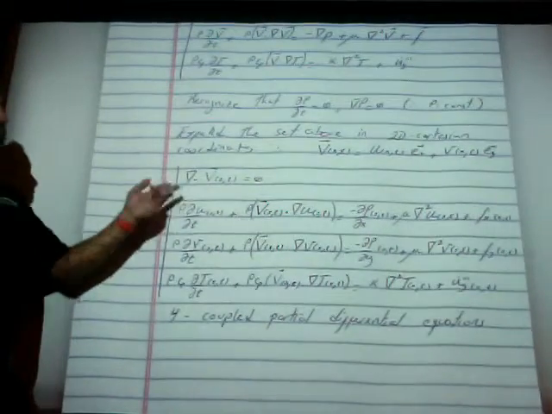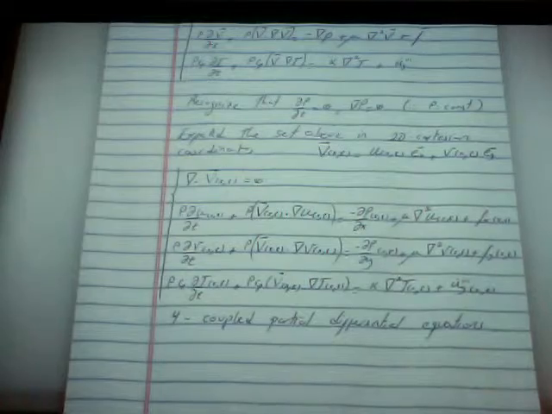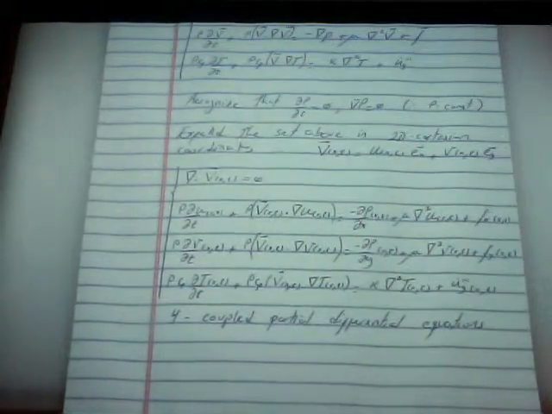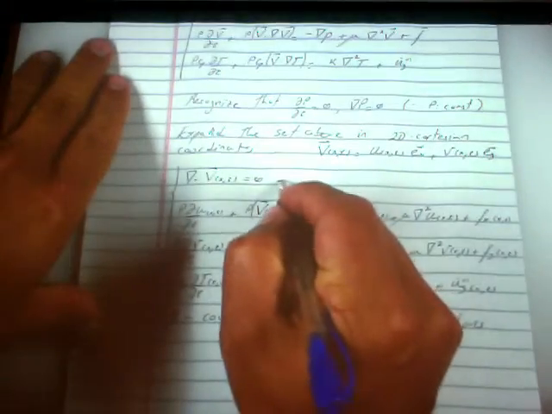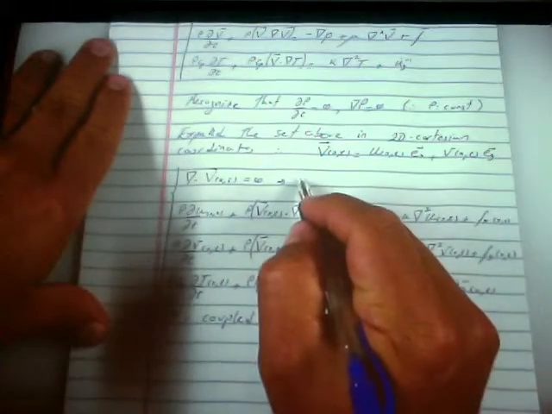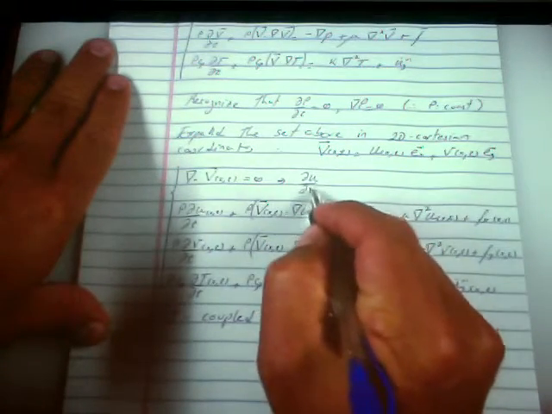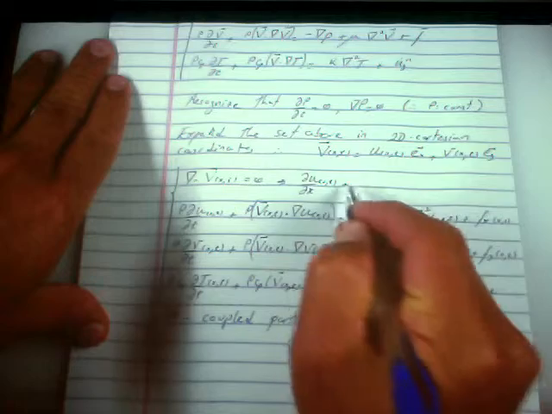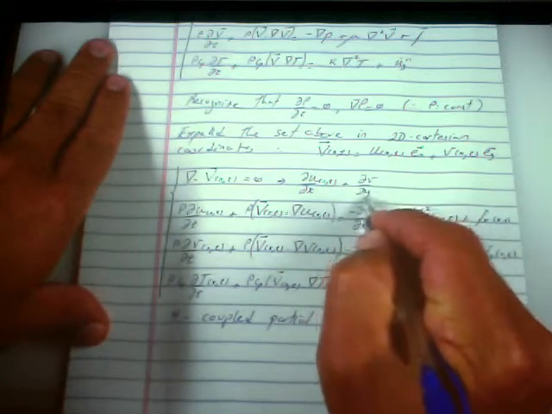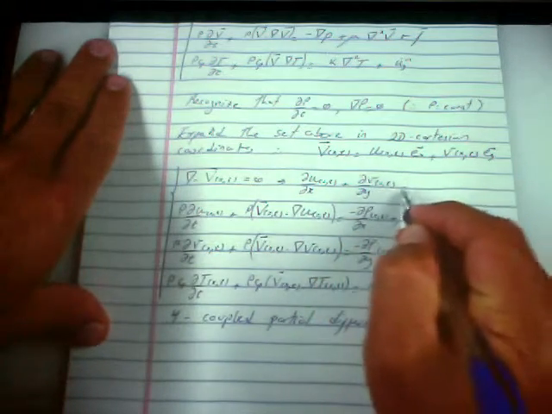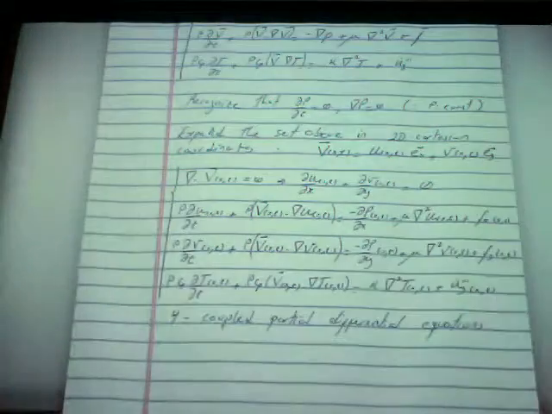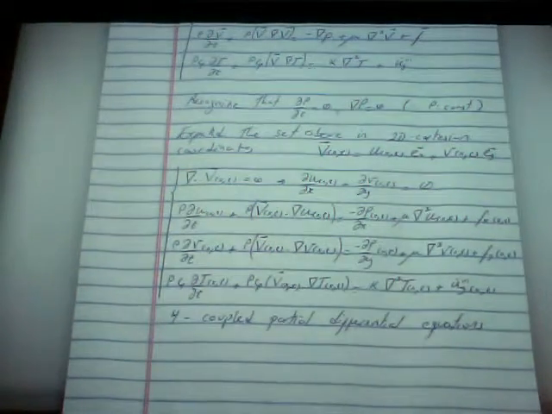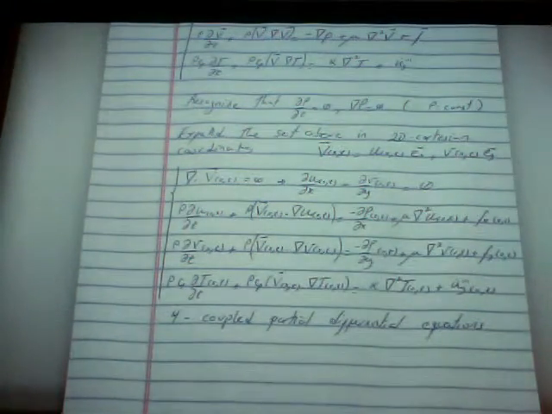And we cannot solve this one by itself because that's not really a full-fledged equation. This equation can be expressed as du dx plus dv dy is equal to 0. Same thing. The divergence of the velocity is equal to 0.